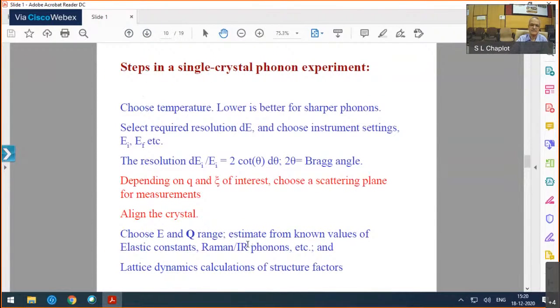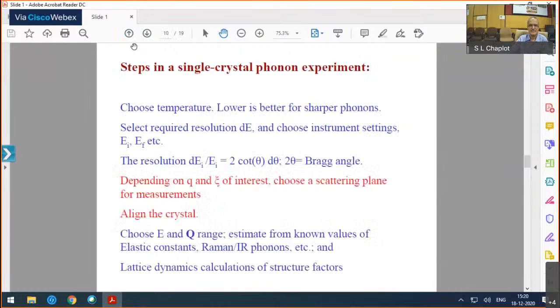And of course, on the whole, it's good to have lattice dynamical calculations of the structure factors, so as to choose the right values of G, the reciprocal lattice vectors, and also the right expected values of the frequencies and so on. So these are the various steps for measurements of the phonon dispersion curves.